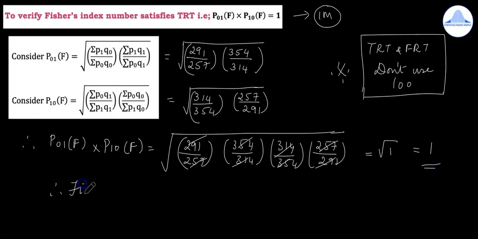So you can write, therefore, Fisher's index number satisfies TRT. Actually, if they don't ask Fisher's price index number, the totals will carry 4 marks, and then TRT will carry the condition and the proof, which will carry 3 marks, and similarly FRT will carry 3 marks. So totally it is a 10-mark question.